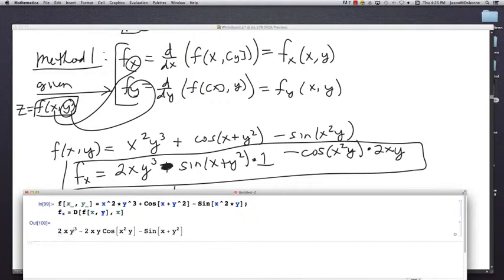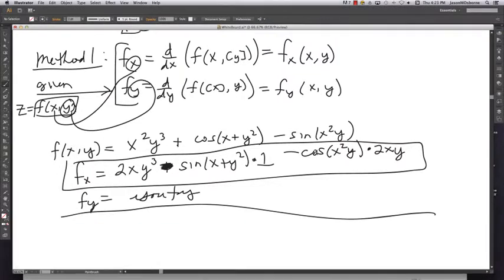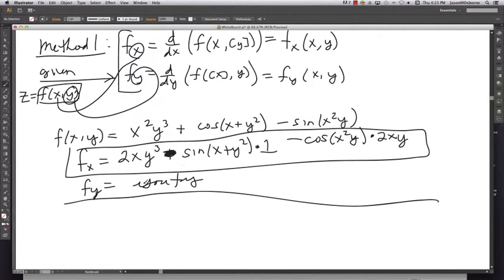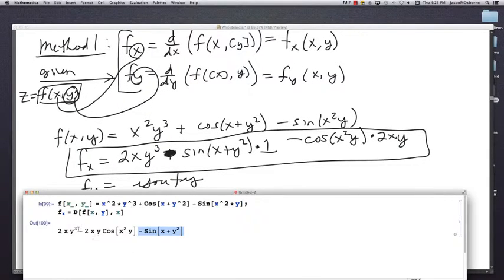You can see it's 2xy cubed, which is what we wrote, minus sine of x plus y squared. Here's the minus sine of x plus y squared. And then 2xy minus cosine of x times y squared. So that's 2xy in front of the cosine with a minus sign, and I think that's what I'm seeing here. And that's what we're seeing.